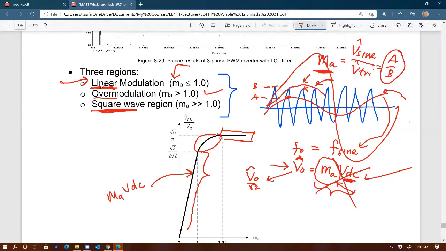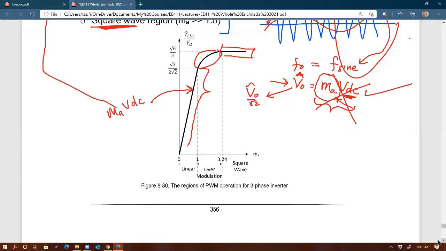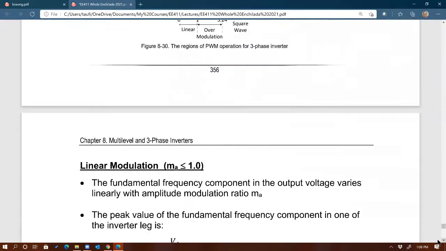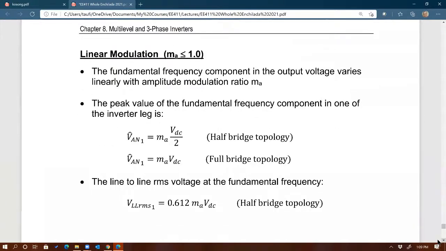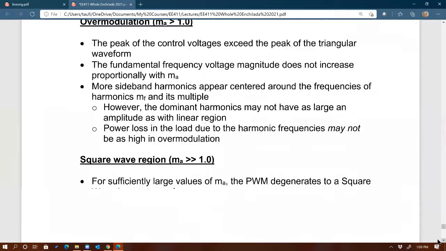So yeah, make sure when you are operating PWM, you're operating it in the linear range, linear modulation. Any question on this? Okay, I've already discussed that.